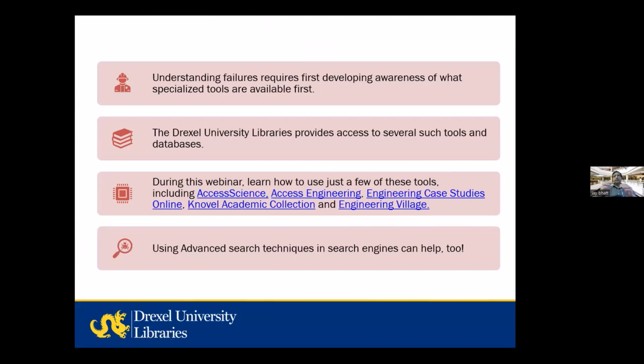This particular slide highlights the different tools available from our libraries that you can use to develop awareness about engineering failures, and how you can use these tools, including different databases that we have access to from our library website. In particular, I'm highlighting 3 or 4 databases that are listed here: Access Science, Access Engineering, Engineering Case Studies Online, Knovel Academic Collection, and Engineering Village. We have access to all of these tools and databases from our library's website, and I have also included the links here.